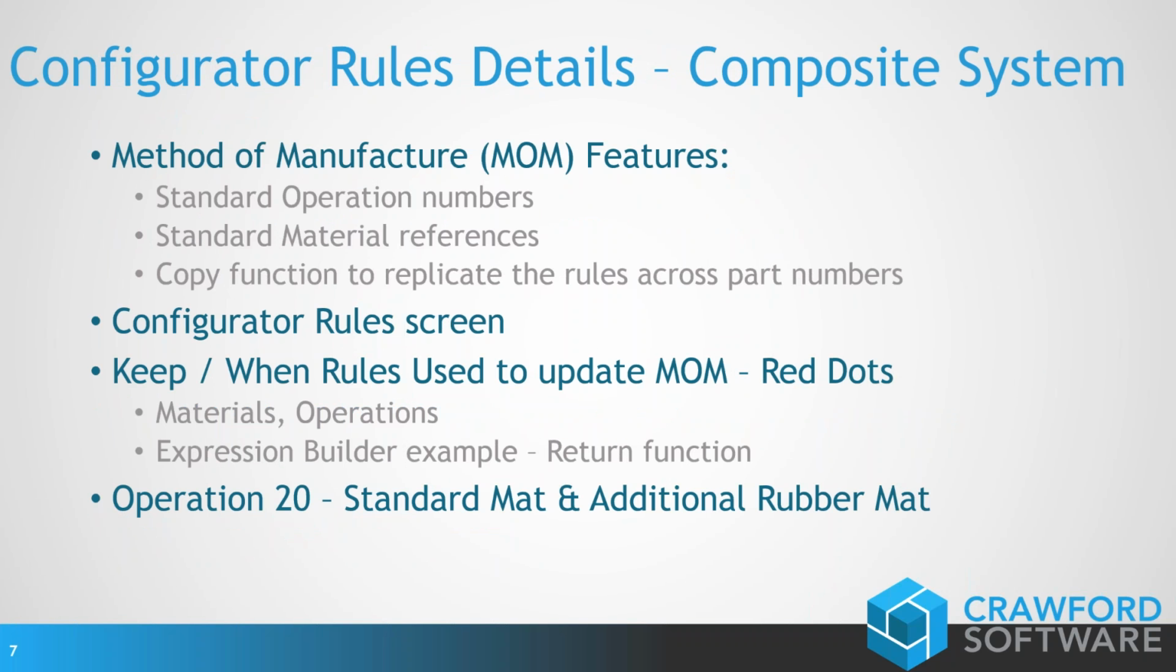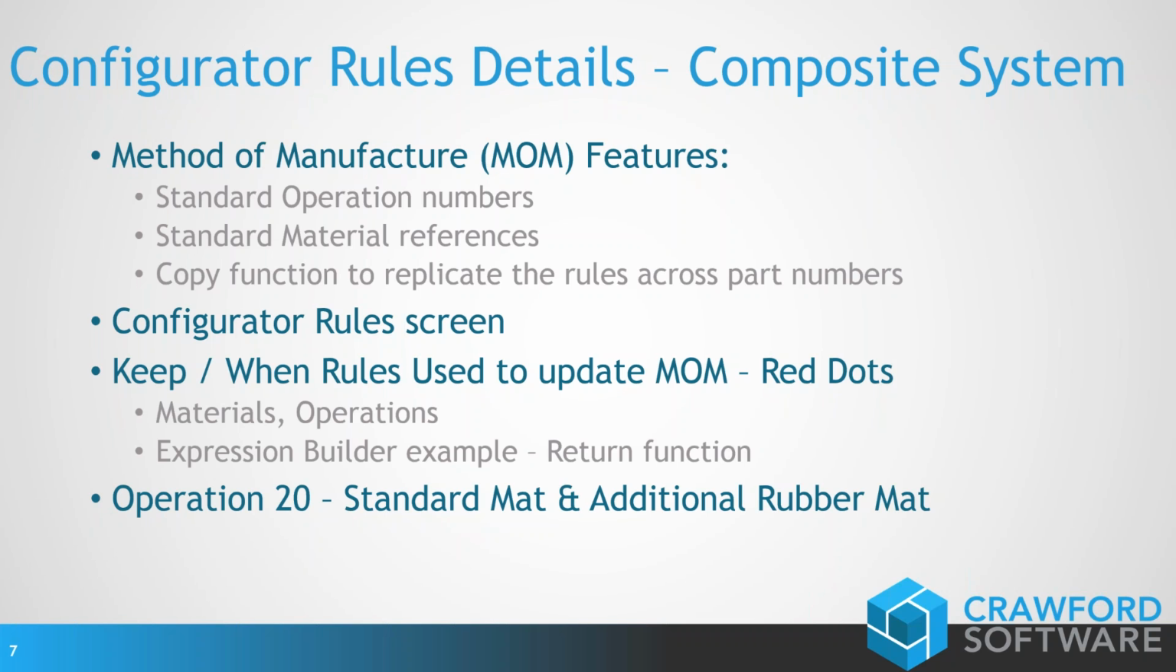The composite system, as I said, method of manufacturing features a standard list of operations, a standard material set, and those things are being selected and chosen and reduced and brought over to the bill of material, the method of manufacturing for that individual sales order line as we make our choices during the product configuration process. Something else that's new as far as Epicor 10, we have a copy function to be able to replicate these rules across part numbers. It makes it really easy as you're building new models and going forward or expanding functionality.